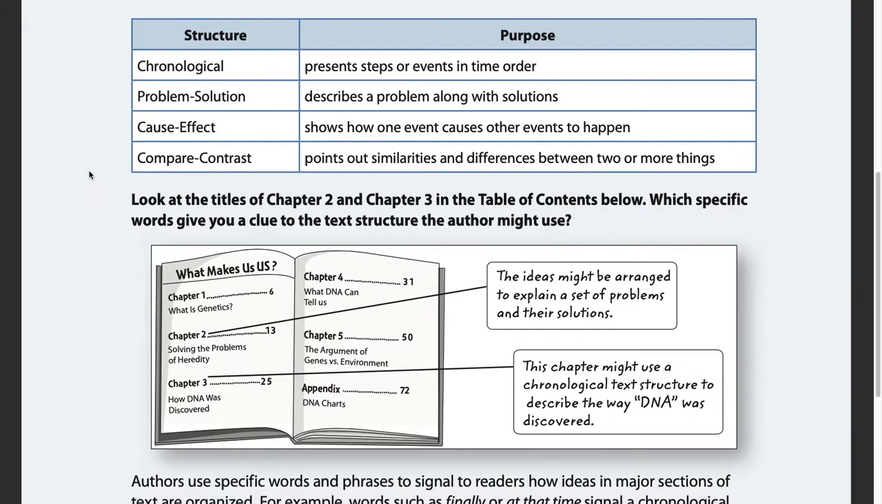Let's look at the titles of Chapter 2 and Chapter 3 in the table of contents below in this example book, and we'll think about which specific words give us a clue to the text structure an author might use. If we look at Chapter 2, it's called Solving the Problems of Heredity. Here we can see that the ideas are probably going to be arranged problem solution, because that's the name of the chapter, solving the problem. So they're going to start with the problem. They're going to introduce the solution. Chapter 3, how DNA was discovered. This chapter is probably going to use chronological text structure to describe the way we discovered DNA and the different scientific advances that came after that.